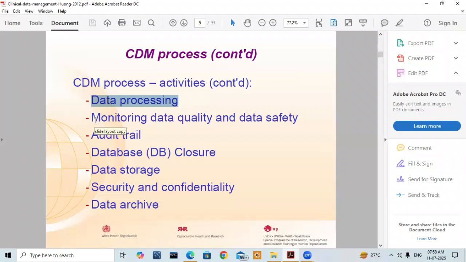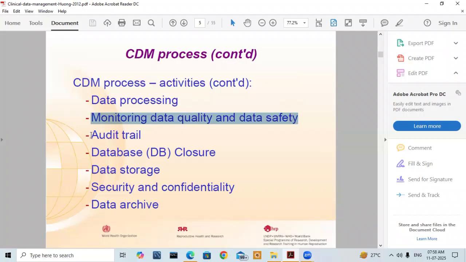Then we maintain the quality of the data. Understood? If you remember, in clinical research I told you one term: quality management, quality control and quality assurance. Who is doing the quality assurance and quality control? The sponsor. Similarly here, in the DMP and CDM also, the quality and safety of the data is very important.